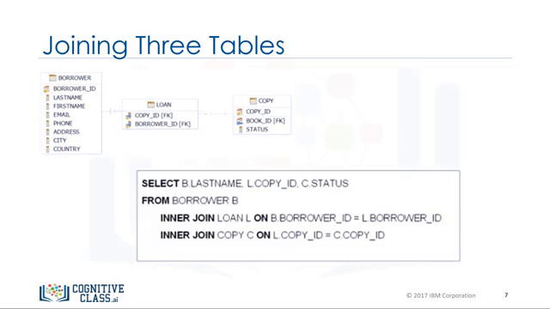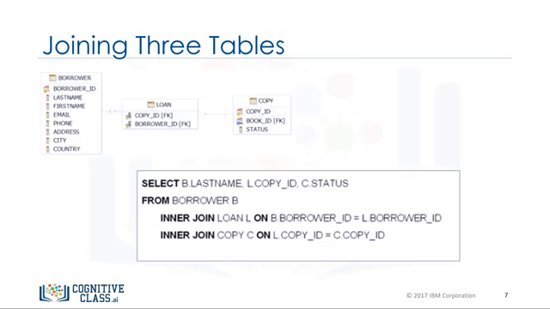So far, we have seen an example of combining two tables. But what if you need to combine data from three or more different tables? You simply add new joins to the SQL statement. For example, we want to know which borrowers have a book on loan, but we also want to know which copy of the book they have. This is how the three tables relate to each other.